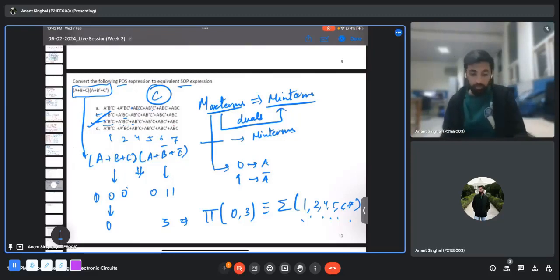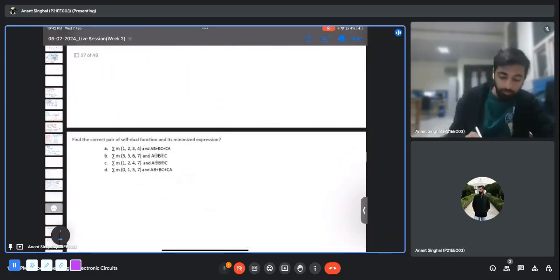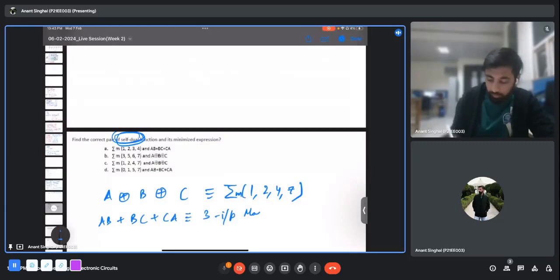So let's move quickly now to the next question. As we already discussed what is self-dual, we just need to find the self-dual. Particularly, there are two functions given in the options. One is a XOR b XOR c, which we just checked is nothing but 1 2 4 7, and there is one more function, which is ab plus bc plus ca, also known as the three input majority function.